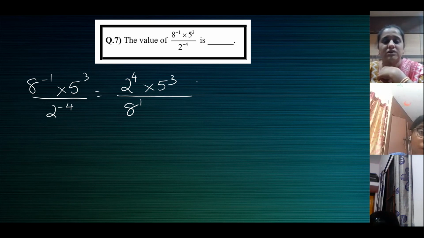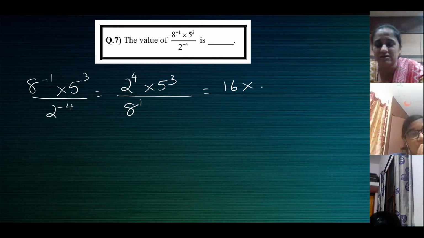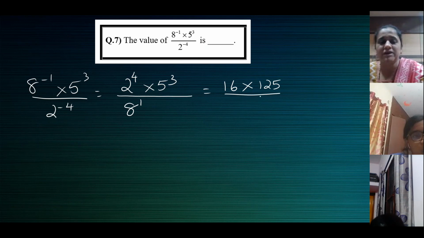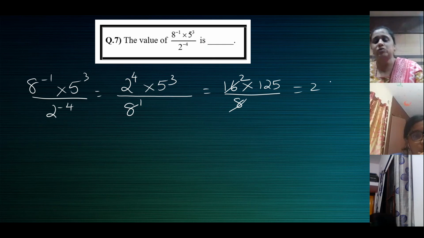Okay, so 2 to the power 4 is 16 into 5 cubed. Simple calculations, no? So you can do it like this. 5 cubed is 5 into 5 into 5, which is 125 by 8. 8 ones are 8, 8 twos are 16. So 125 into 2 is 250.